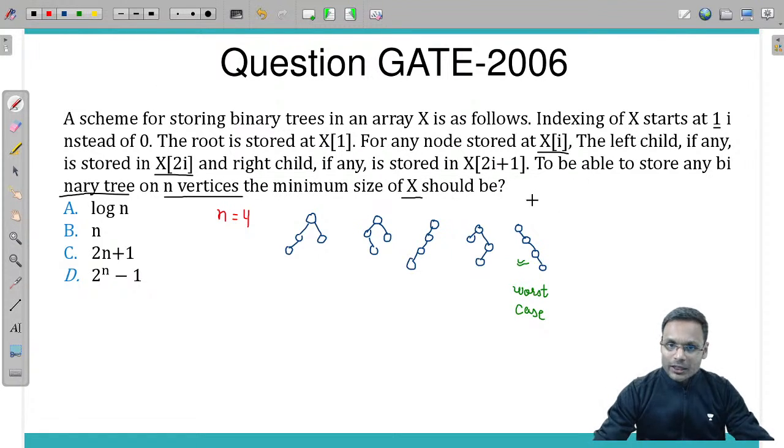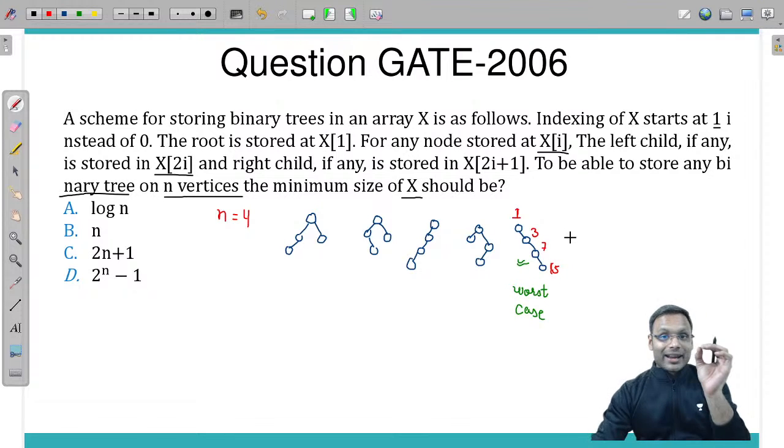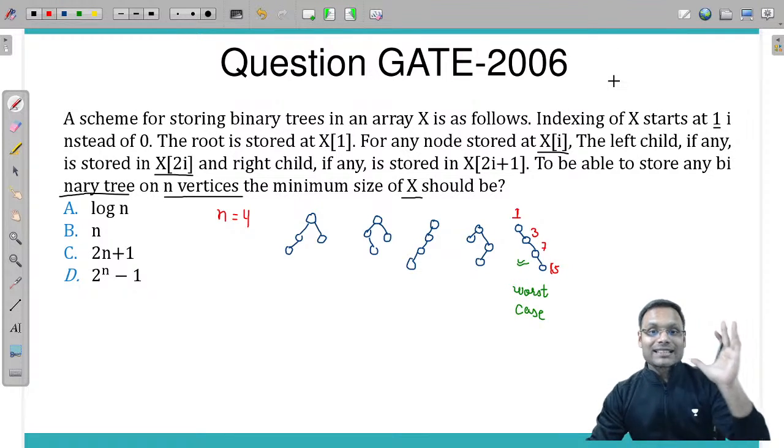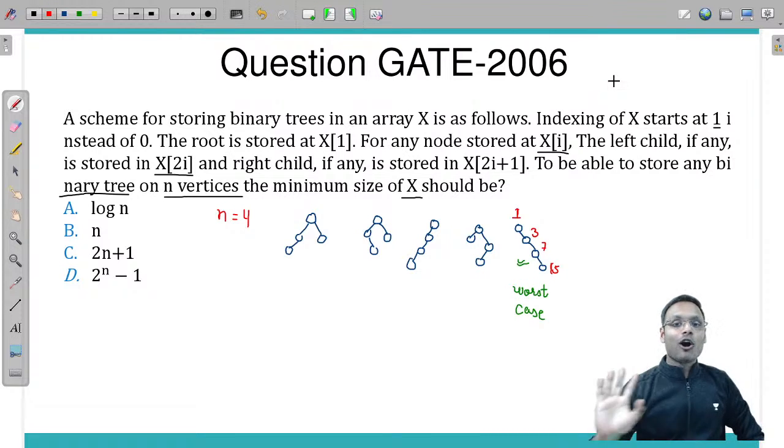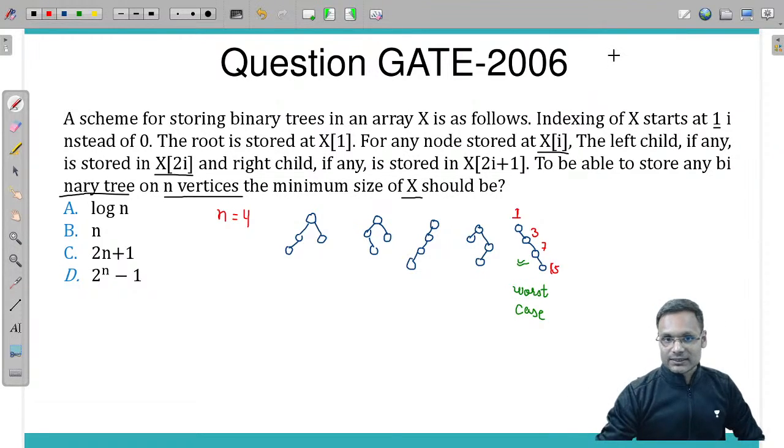अरे आप खुद देखो, if I'll be having root node at index 1, its right child will be on 1 into 2 plus 1, at 3; into 2 plus 1, at 7 its right child; and 7 into 2 plus 1, on index number 15 I'll be having its right child. So if I have minimum 15 size array, then I can store any binary tree of 4 vertices. My answer should be D.